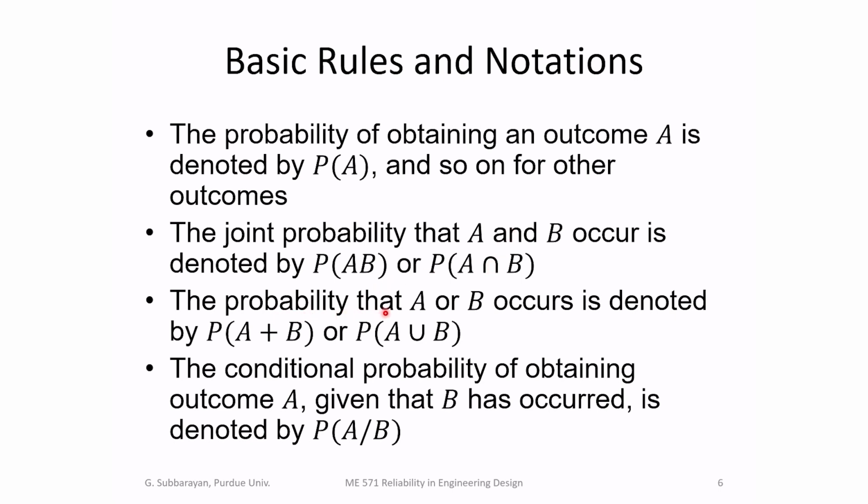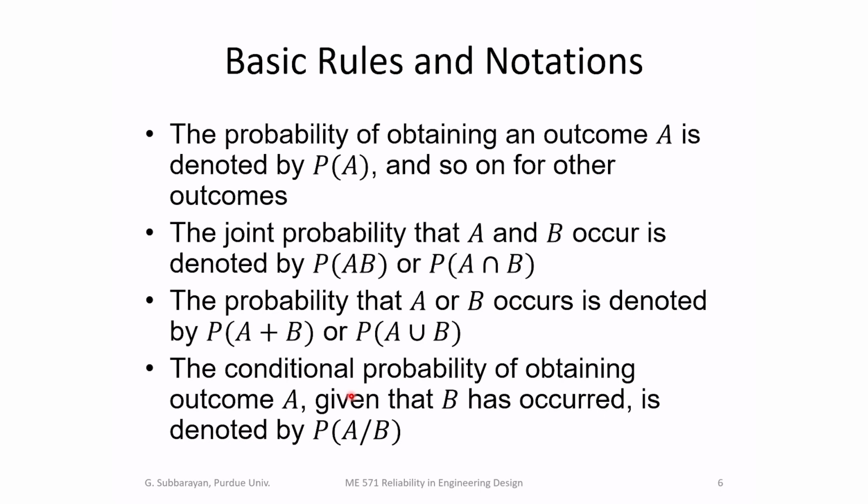Similarly, the probability that event A or event B occurs is denoted by probability of A plus B or A union B. Again, this is the set notation that we will try to use as much as possible. We will not use the other notation as much. So these are some basic definitions and notations, if you will. We haven't defined any of these probabilities. We'll define them next, but these are some basic notations.